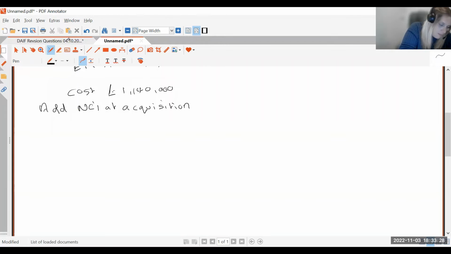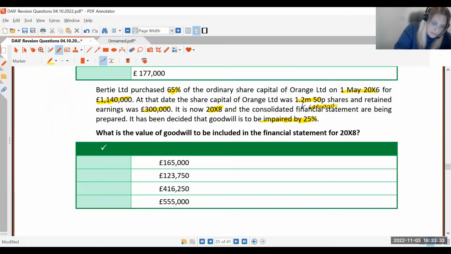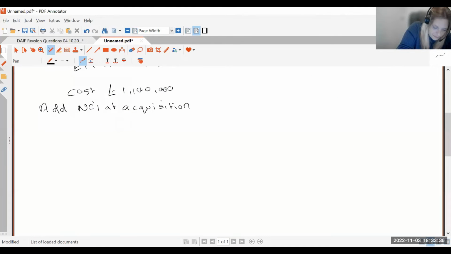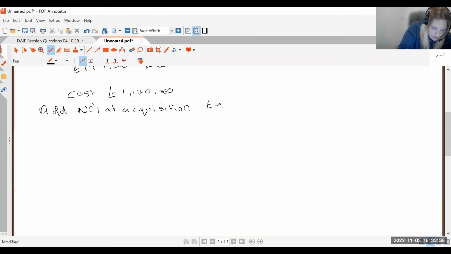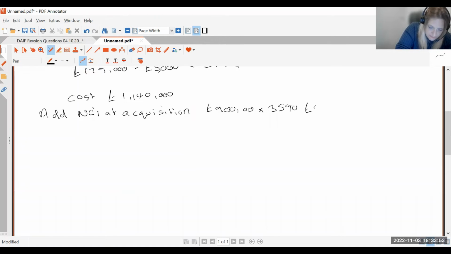Which was our £600,000 plus our £300,000. So that gives us £900,000. Okay. We times that by the 35% that's owned by the non-controlling interest to give us £315,000. So our NCI, our non-controlling interest at acquisition, is £315,000.